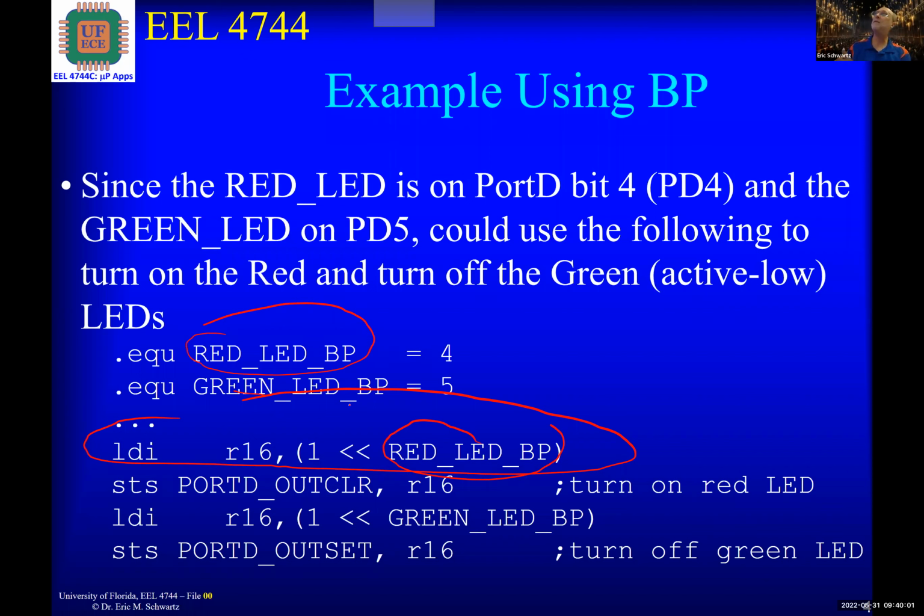Well, put a 1 in that bit, shift it that many bits over. So if this is a 4, it's going to shift that 1 4 bits over. So there's a 1. When we shifted 4 bits over, there it is. And so in bit 4 will now be a 1. And then we can output this out clear. So we're going to clear that bit, which turns on that LED. Same thing here with green LED. So these bit positions make your code clearer, and it's something that the include file does all the time.